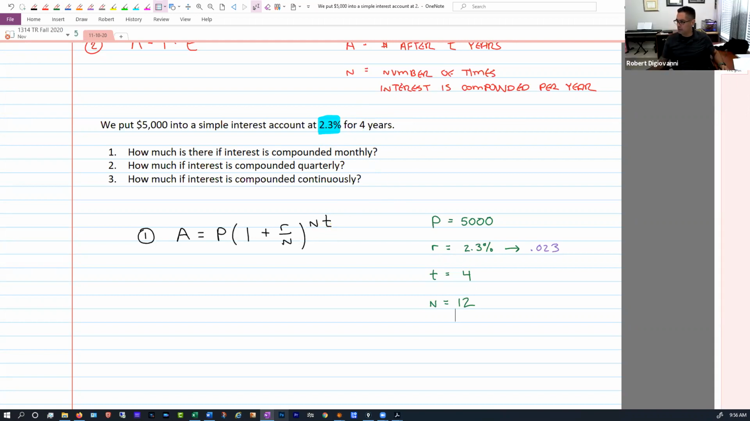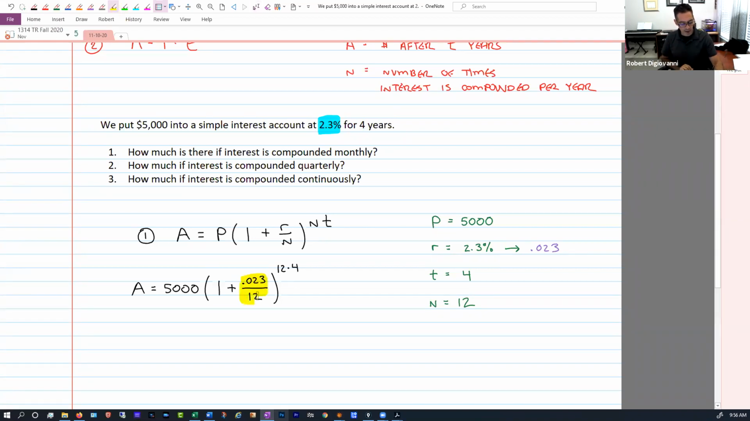We'll move on. So at this point, I'm just going to plug everything in. Okay, so the amount that we have in the account will be equal to P, which is 5,000, parentheses 1 plus the rate, which is 0.023, divided by N, which is 12. All of that raised to the N, which is 12, times the T, which is 4. Any questions on that part? No? Sure? Okay, I'm going to get on my calculator right now.